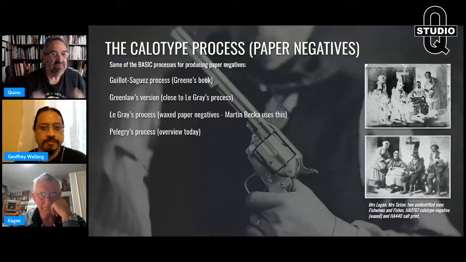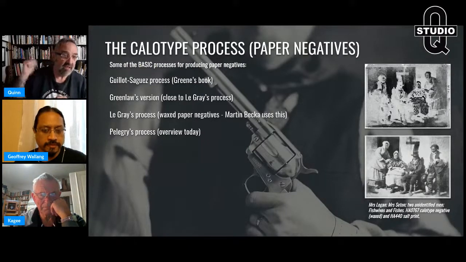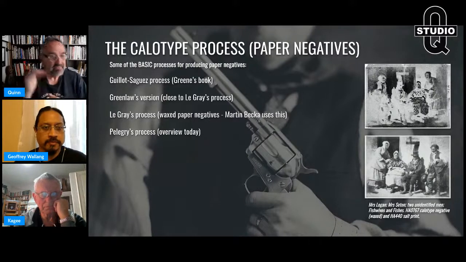But in this case, we're going to look at the, I don't know how to say this gentleman's name, Guillot-Sanguez process. This is in Green's book, the one I showed last week. This is the process that you're going to see what I worked in. Greenlaw's version seems very, very popular. It's close to Legray's wax paper negatives. And then Legray's process, and we're going to look at some of Martin Becker's stuff at the end of this show, his Dubai's work, and he does wax paper negatives.